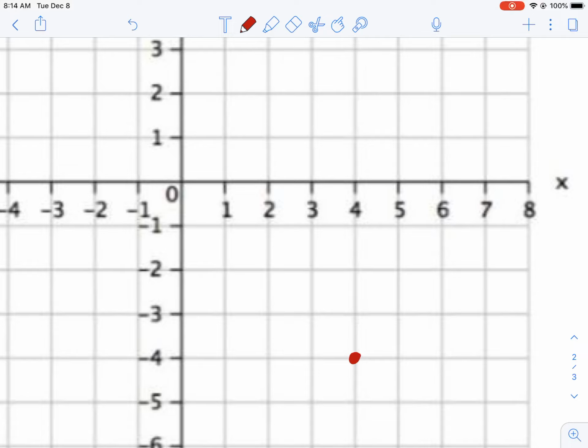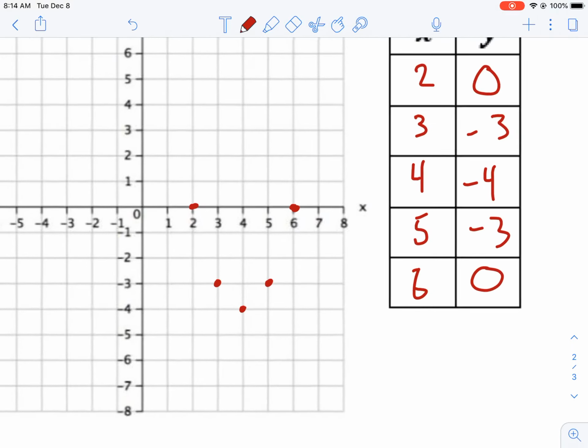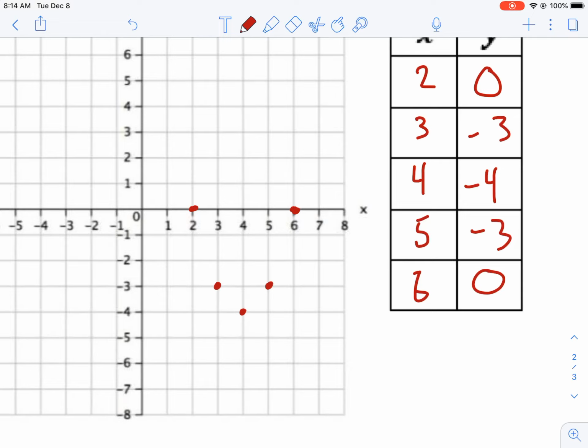We know the next points over are going up by 1. So there's our 3, -3, and 5, -3. And then we know the next point over, we're going up by 4. 1, 2, 3, 4. And 1, 2, 3, 4. And so, just like I said, we're right there on the x-axis. We get our 5 points and we're done.